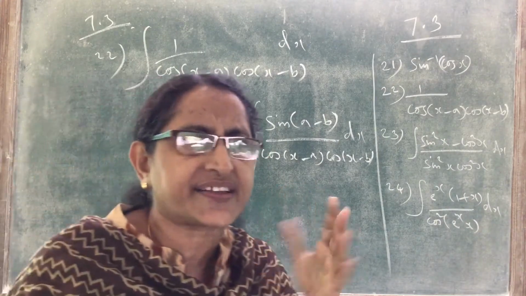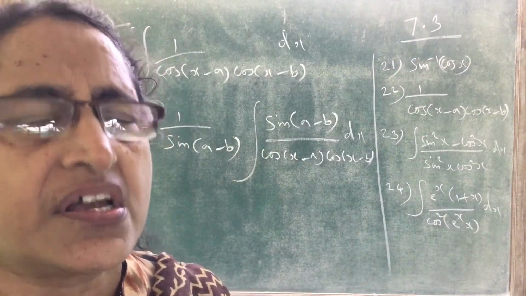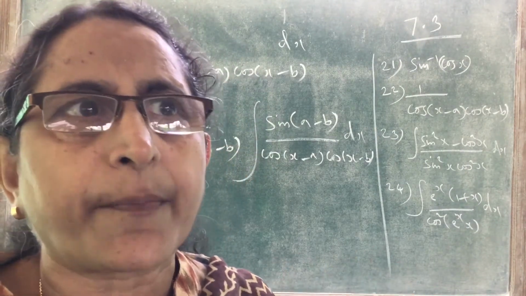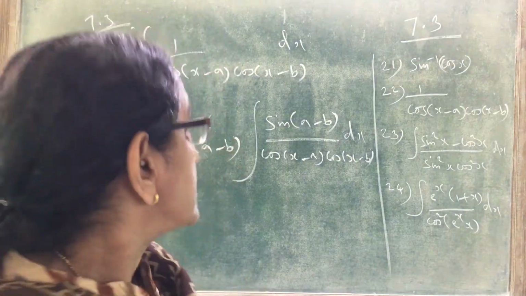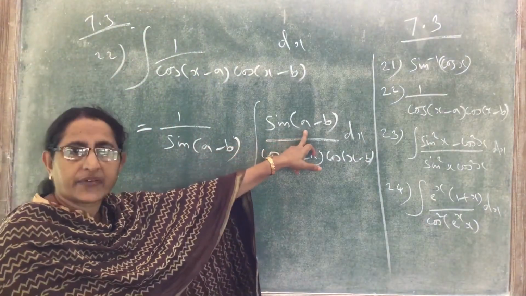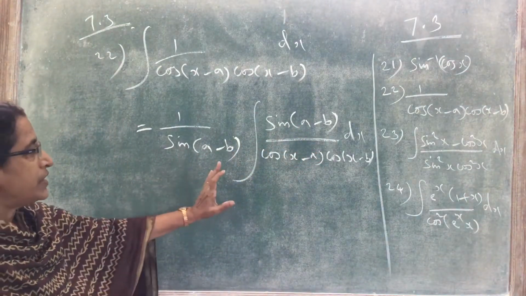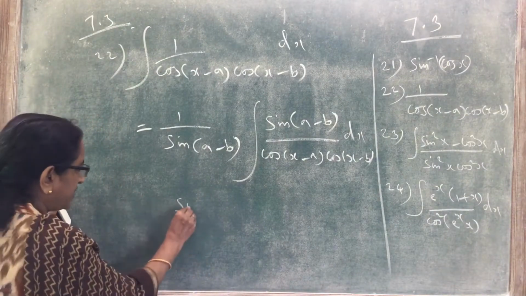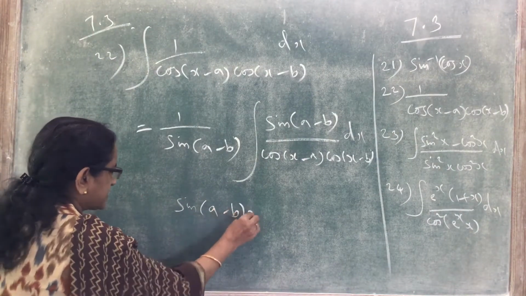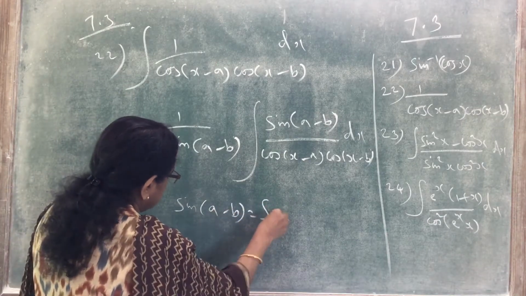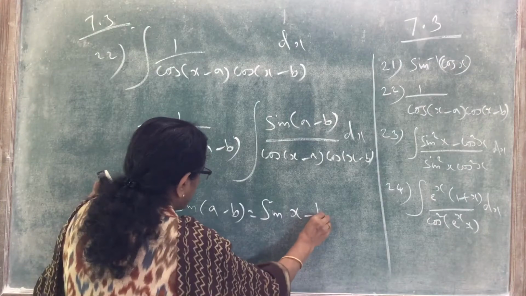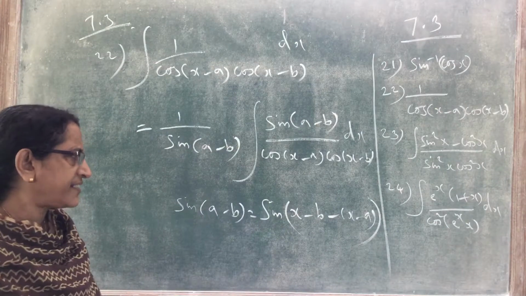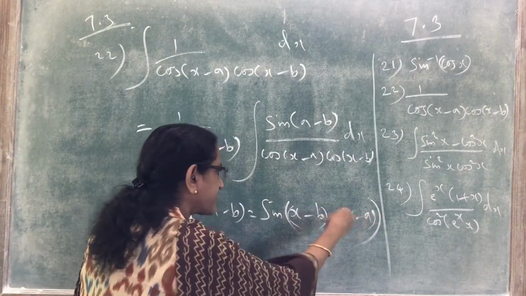I told you, other than x and y, a and b are constants. So sin a minus b is also a constant. So we can multiply numerator and denominator by sin a minus b. Now, why are we multiplying by this? Because sin a minus b is the same as sin of x minus b minus x minus a. See, what is x minus b minus x minus a?